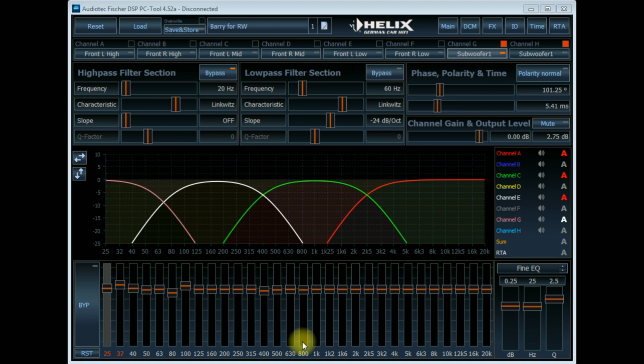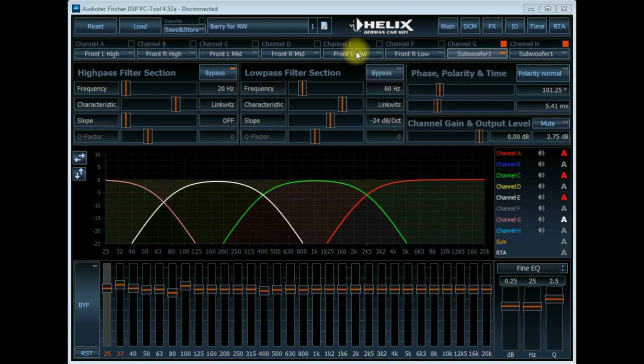This time, I am going to show you my crossover recommendations. I have created a preset that I can send to Robert. We're going from right to left here. The subwoofer low pass is at 60 Hertz. I'll say this just one time for the whole system. It is Linkwitz-Riley, negative 24 dB per octave.